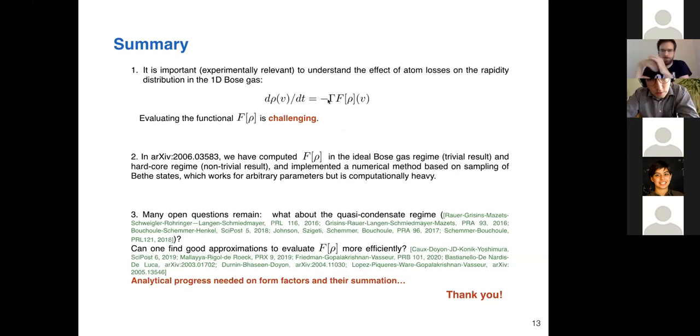So for slow losses, for when the loss rate is small compared to relaxation in the system, you easily get this equation here to describe the losses. And the big challenge is to evaluate this functional f. That's the big thing. So in this recent preprint, we were able to get it analytically in simple asymptotic regimes. Even in these simple asymptotic regimes, the result can be highly non-trivial. And in general, you can do it numerically. But if you really want to do something useful with this, we need to improve the numerics because it's taking too much time at the moment.